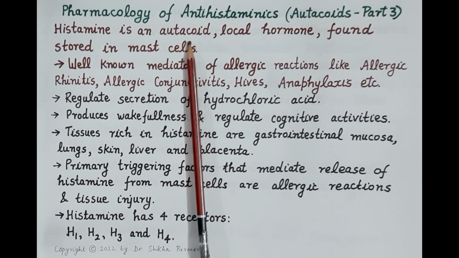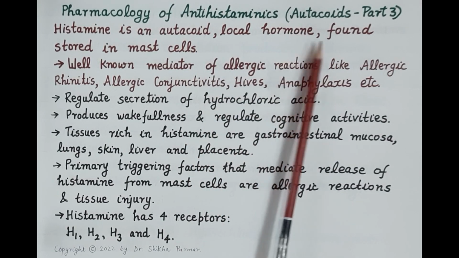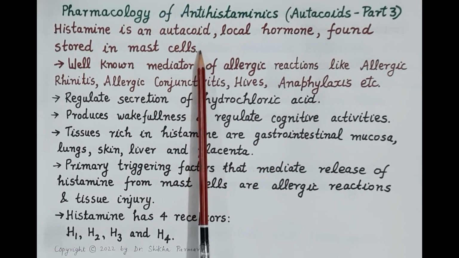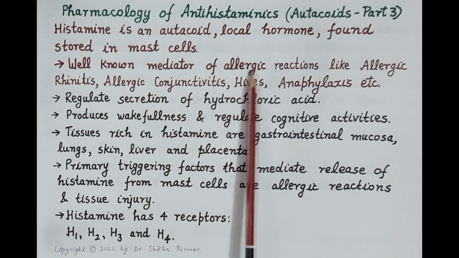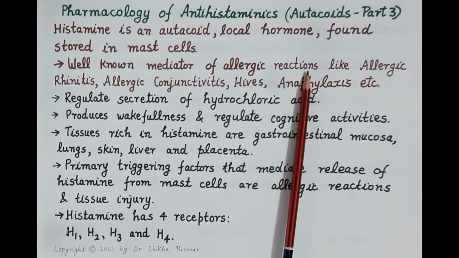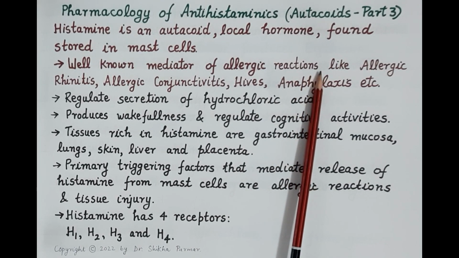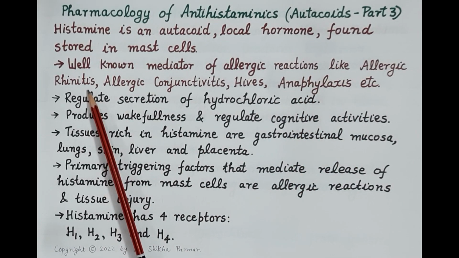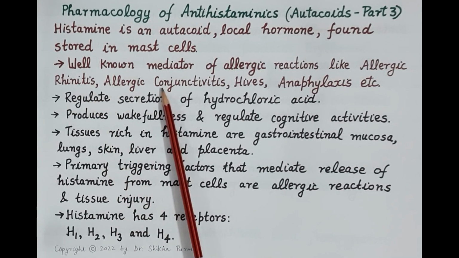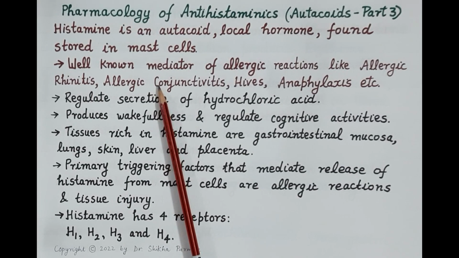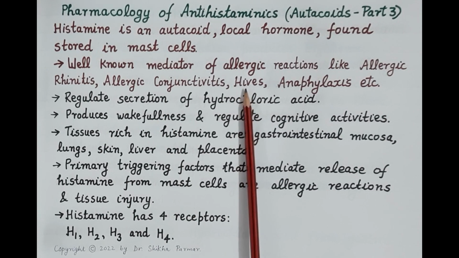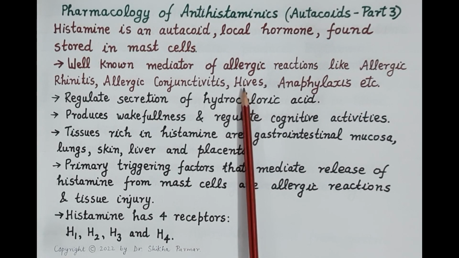Histamine is an autacoid, a local hormone which is found stored primarily in the mast cells. Now, histamine is a very well-known mediator of allergic reactions. Histamine mediates allergic reactions like allergic rhinitis or the hay fever characterized by runny nose and sneezing. Then allergic conjunctivitis characterized by red, itchy, watery eyes. Then another allergic reaction is the hives, that is allergic skin reaction.